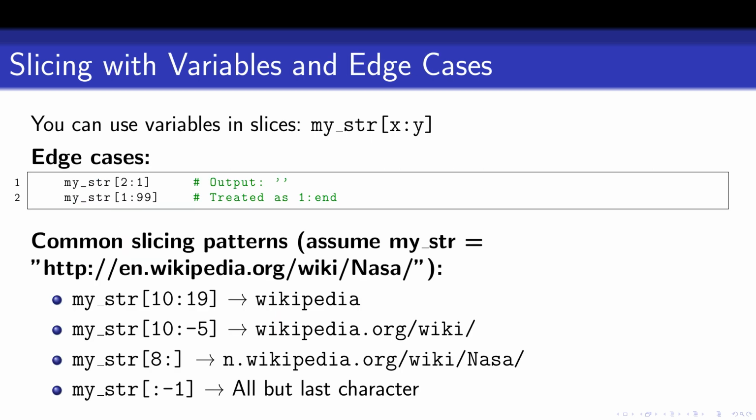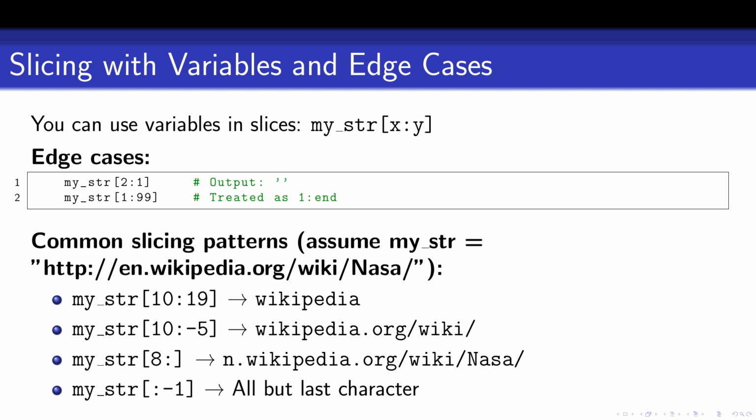Slicing becomes even more flexible when you use variables as indices. For example, instead of hard-coding numbers, you can slice from x to y where both x and y are variable values, allowing you to dynamically extract substrings.